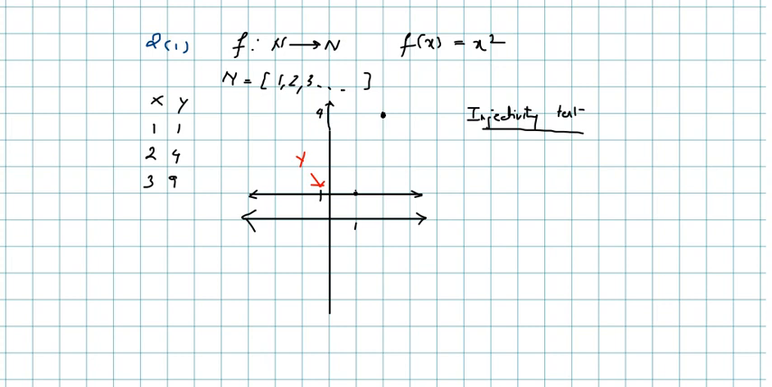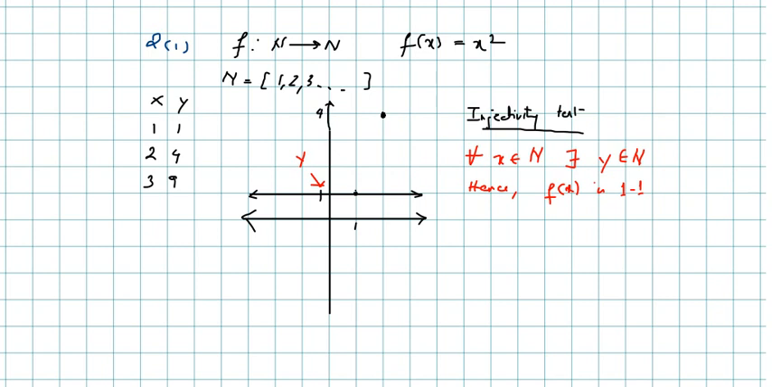So for all x, elements of the domain, that is the natural numbers, there exists a y element of N, and it is unique. Hence f of x is one-one, or it is injective.